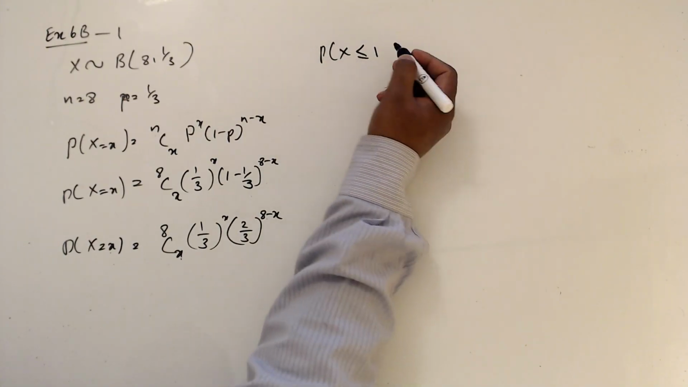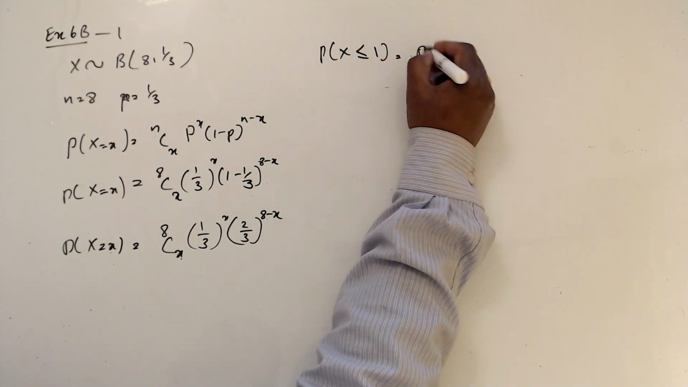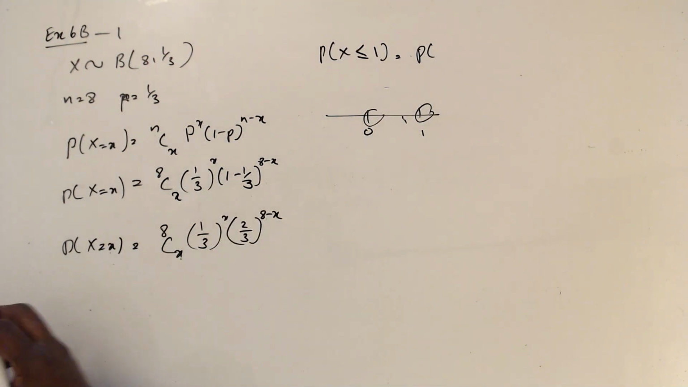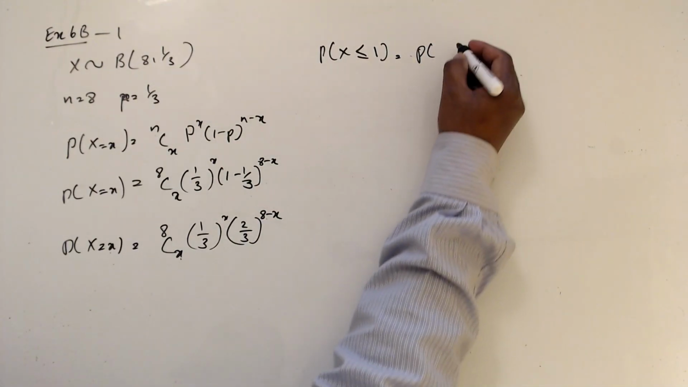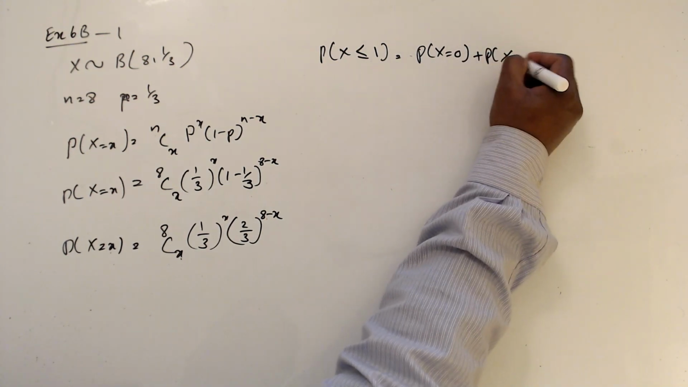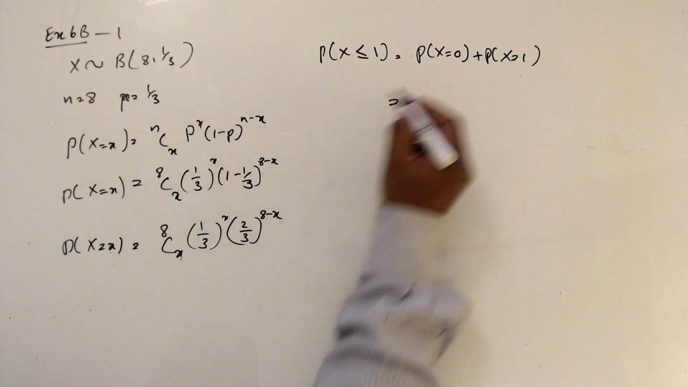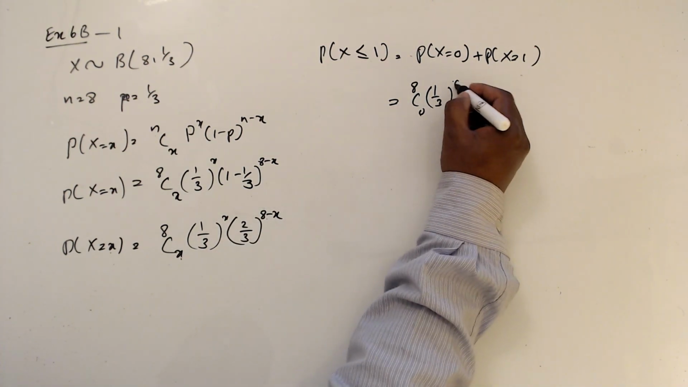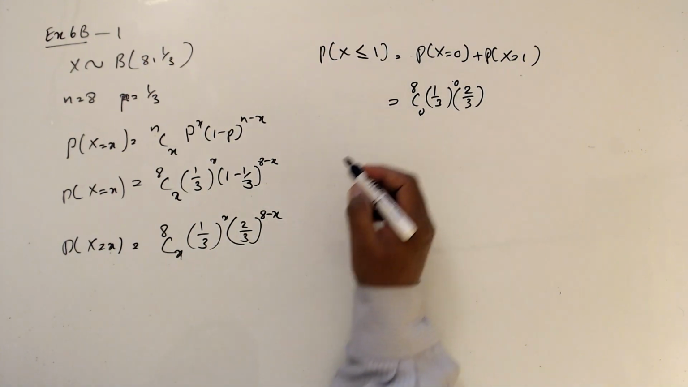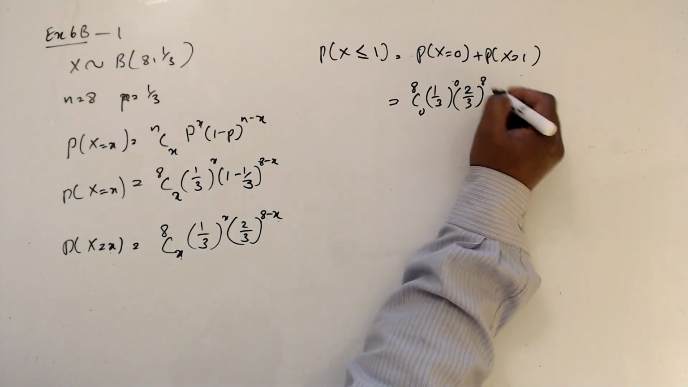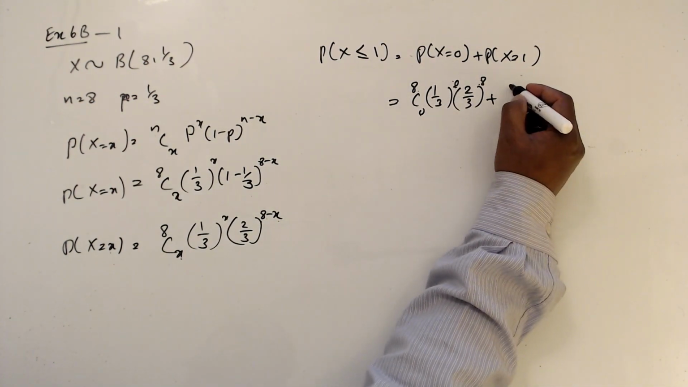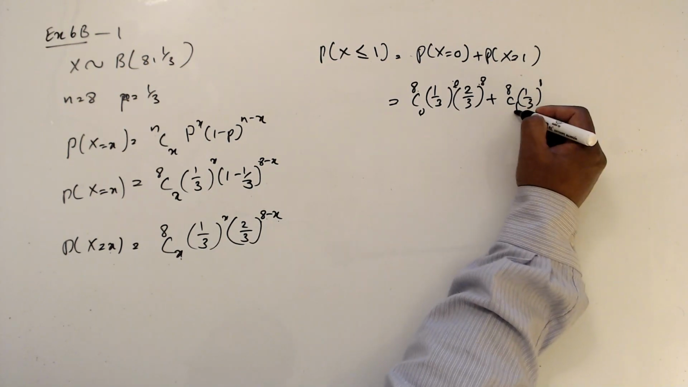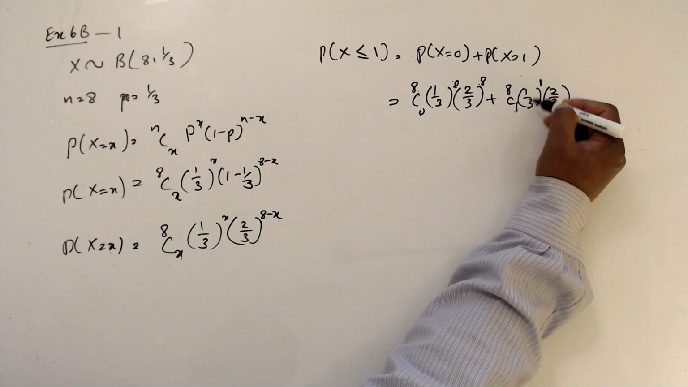Probability of x less than or equal to 1: when you take the number line, 0 and 1, both you need for the calculation. So P(X = 0) plus P(X = 1). This is going to be 8C0 (1/3)^0 (2/3)^8, where 8 minus 0 is 8, or you know that the addition has to be 8. And this is 8C1 (1/3)^1 (2/3)^7, where 8 minus 1 is 7.